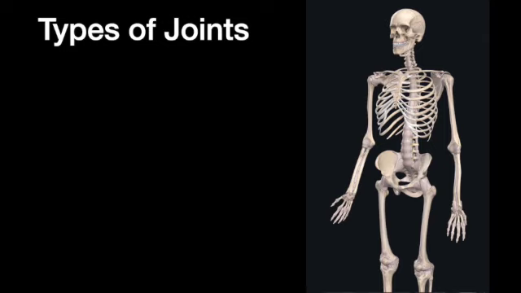I think it's best to first look at what types of joints are in the human body. We've got practically three types of joints. The first one is a fibrous joint, a cartilaginous joint, and a synovial joint. Synovial joints are the most common joints in the human body.